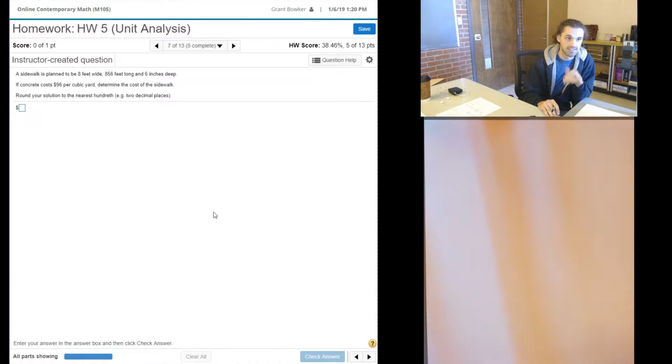So recognize concrete costs $96 per cubic yard. So if this sidewalk was exactly 1 cubic yard, it would cost $96 to make the sidewalk, not including labor. So recognize what we need to do is find the volume of the sidewalk. And then once we know the volume of the sidewalk, we can push the volume of the sidewalk into cubic yards, some number of cubic yards, and then we'll multiply that number of cubic yards by 96 to get our solution.